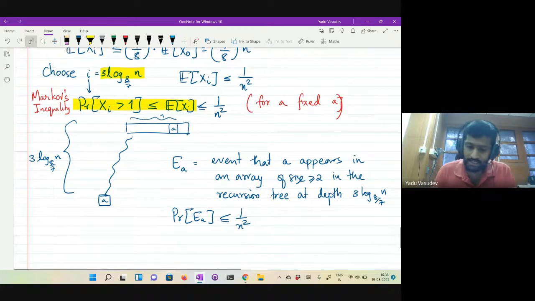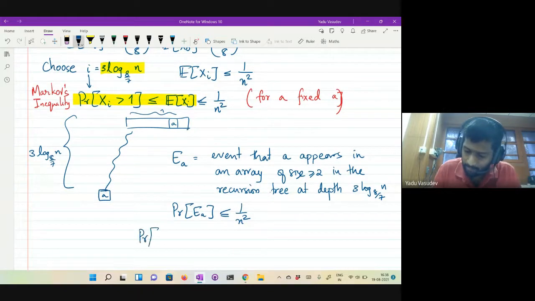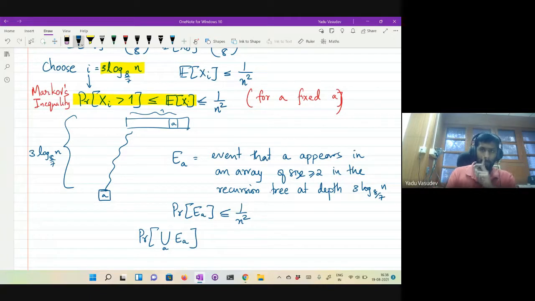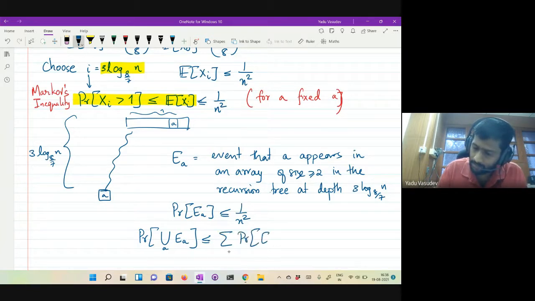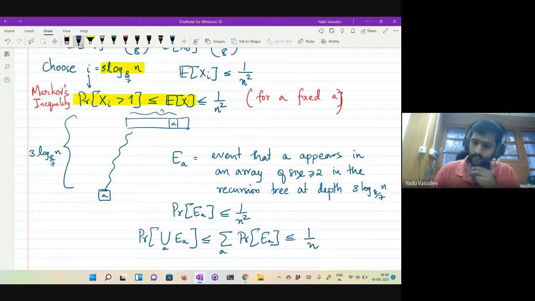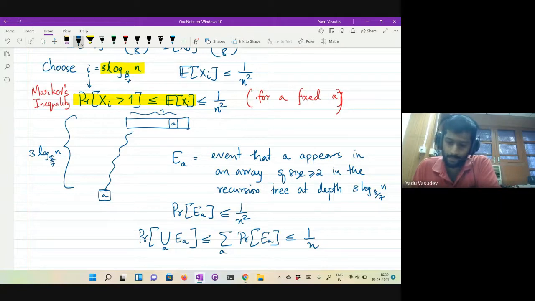So now what we are interested in is this probability of union of EAs for all A's. And this again by the union bound is nothing but summation of the probabilities of EA for all A's, which is nothing but at most 1 over n. So this is again the union bound.